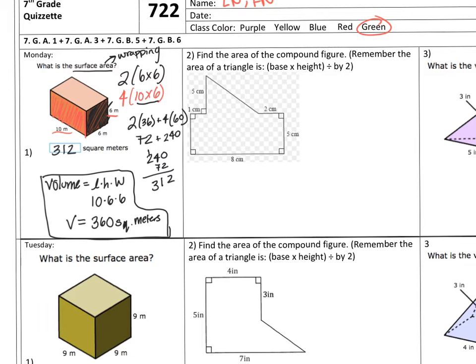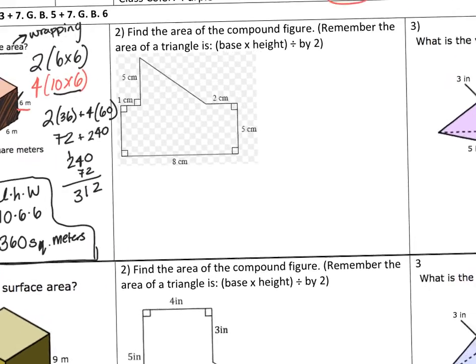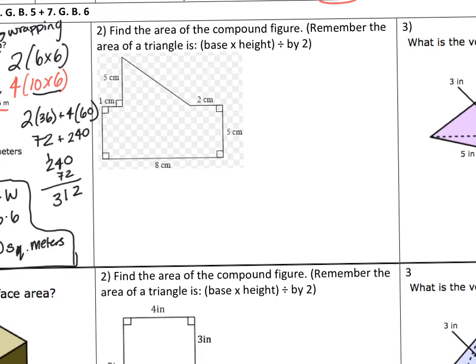All right, number 2 says find the area of the compound figure. Remember, the area of a triangle is base times height divided by 2. So here you want to cut the compound figure. You want to slice it to where you have fewer objects. So don't write this yet. Don't cut it like this, because you're giving yourself way more work. You want to just cut it with 1 or 2 slices. You want to minimize the amount of work that you do.